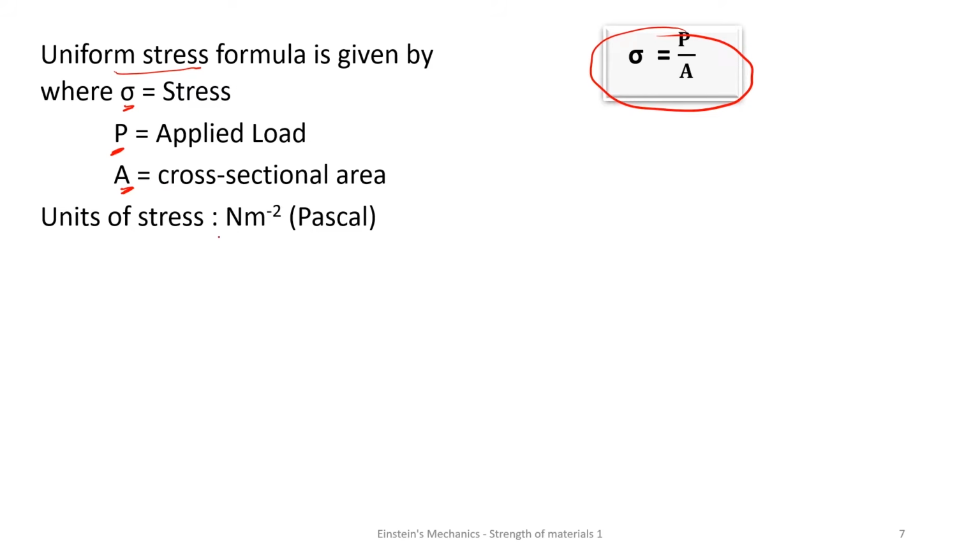The unit of stress is Newton per meter square, or simply Pascal, because let's deduce it. We know that stress is equal to force over area. The unit of force is Newton, and area is meter square. So basically stress is Newton per meter square, where the meter square becomes a negative power here, or this is the same as a Pascal. So we can use that idea.